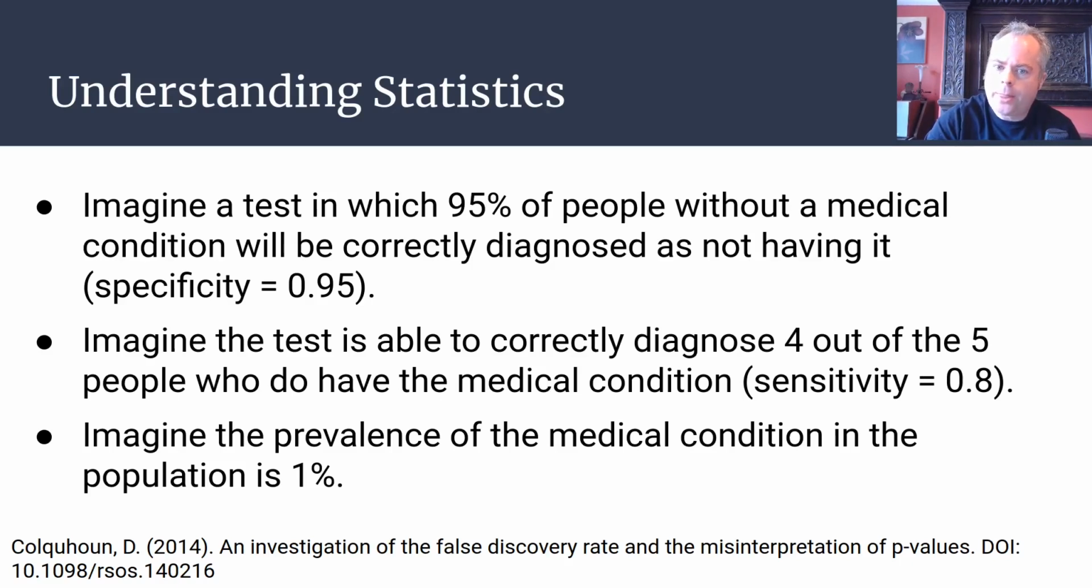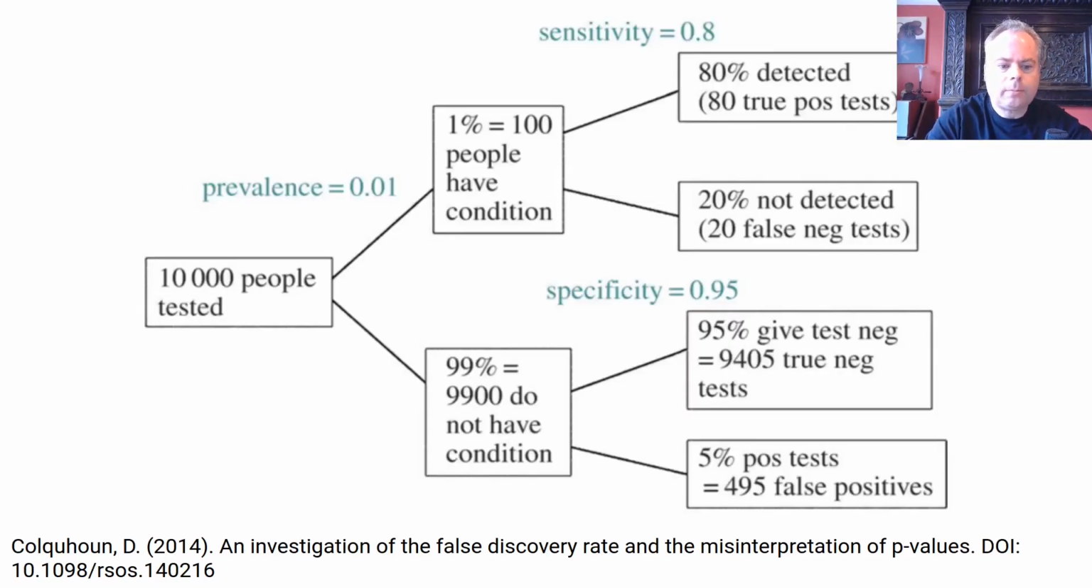Now imagine a third piece of information, which is prevalence of the medical condition in the population. Let's imagine that the prevalence is 1%, okay? So we've got these 3 numbers. We've got the specificity, the sensitivity, and the prevalence. So what happens then when we actually give these diagnostic tests to a whole bunch of people?